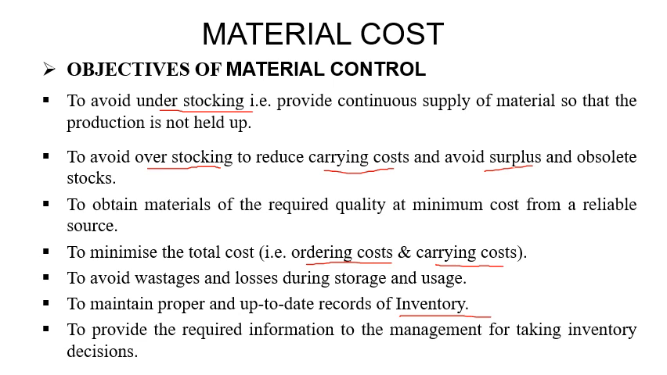So here are the main objectives. First, to avoid understocking and overstocking, obtain the quality of material at minimum cost, then minimize the ordering cost and carrying cost, as we have discussed; this concept we will discuss in detail in future under the heading of economic order quantity. To avoid wastages and losses, then make updated records of inventories for management to take inventory decisions. Clear here? So up to here this topic is over. Further topics will continue in our next lecture.